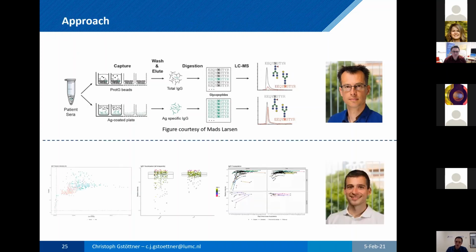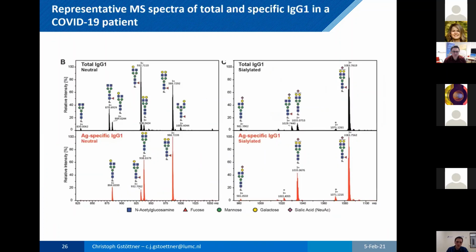And we have another student in our group, Tamas Pongratz. He is then doing the data evaluation, and he wants to see if there's a difference between the total IgGs and the antigen-specific IgGs, in this case the spike-specific IgGs. And this is now an example of his data. In the upper panels, you can always see the total IgGs. In the lower, you can see the antigen-specific IgGs, so the anti-spike IgGs.